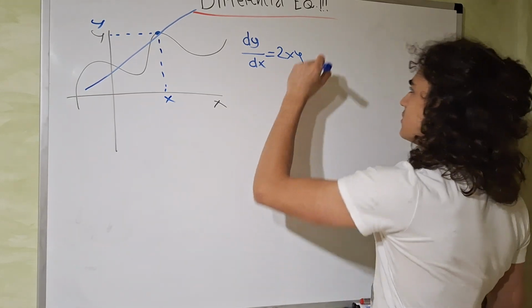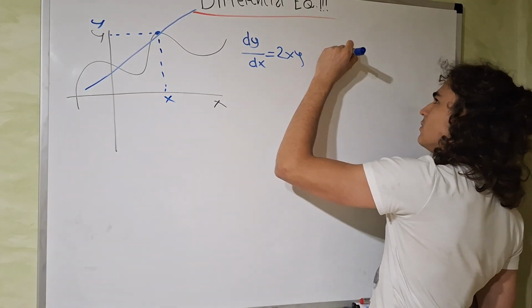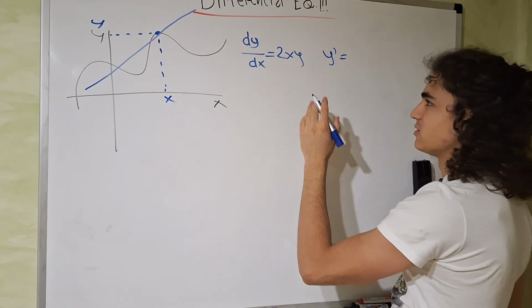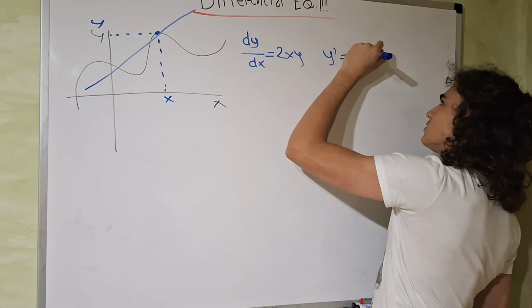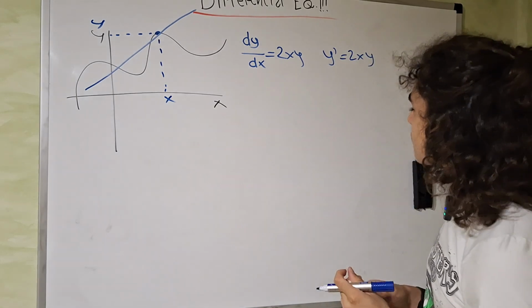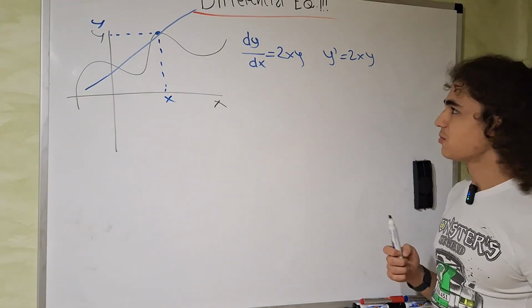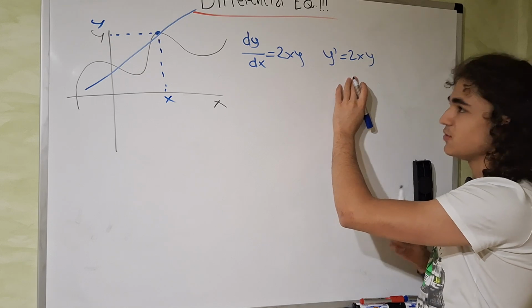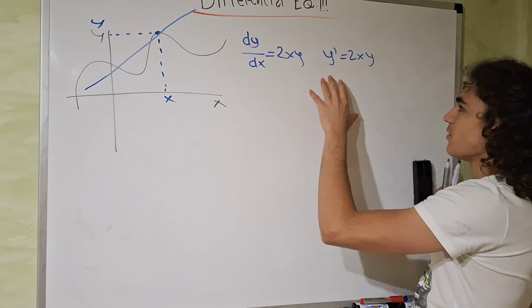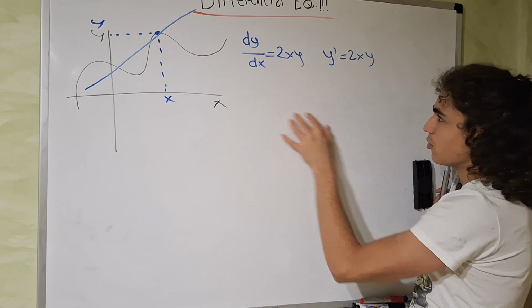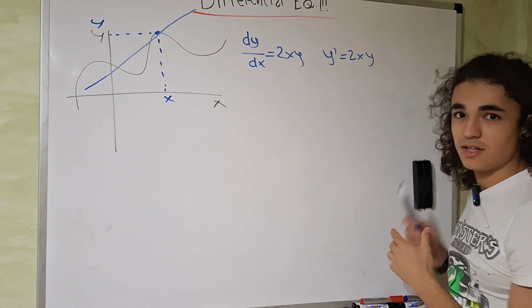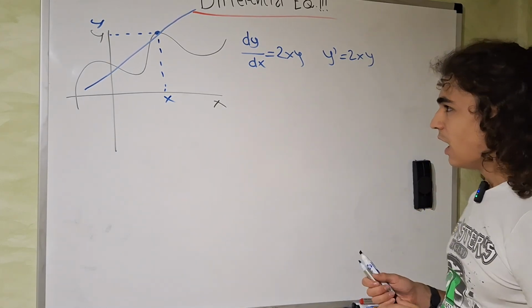We can also write this in the following way. It's a simpler notation. I love Leibniz notation, but this is also convenient. y prime equals 2xy. That's a differential equation. So we need to find a function that, substituted into this equation, makes what is on the left-hand side equal to the right-hand side of the equation.